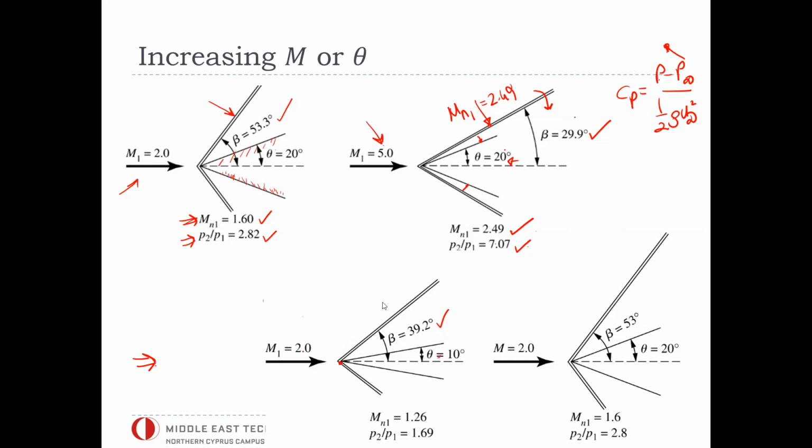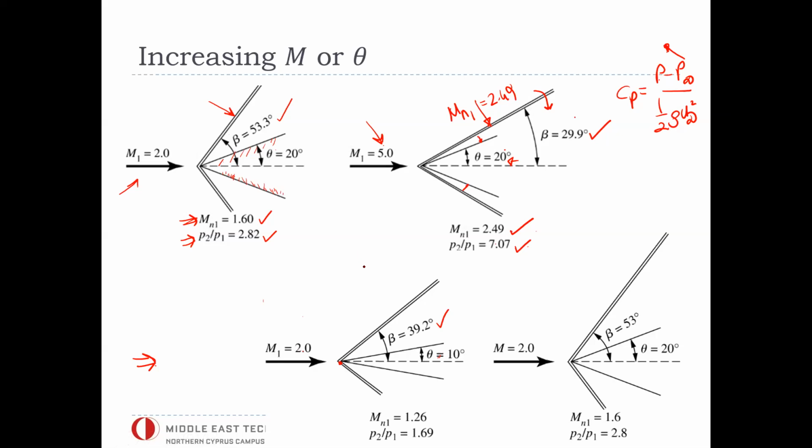Using the calculation of the normal component here gives you Mn1 equal to 1.26, and then that gives you, for example, a static pressure rise of 1.69.